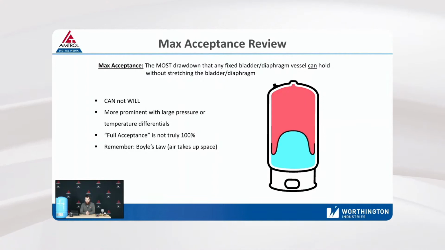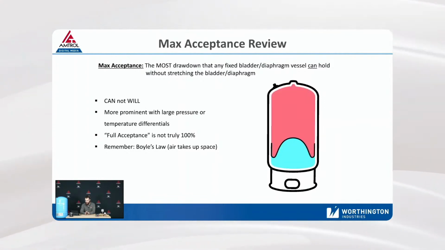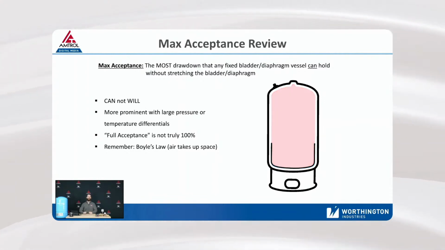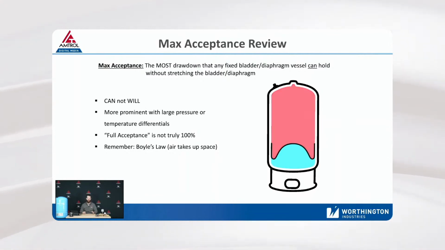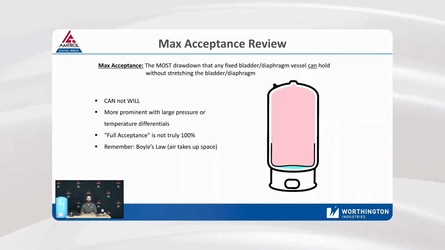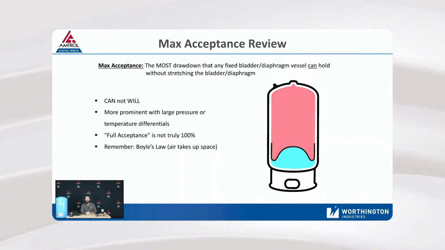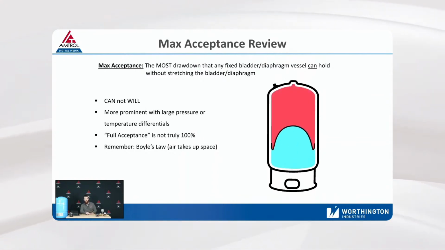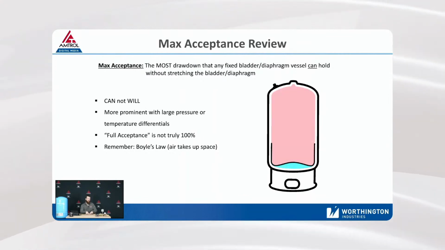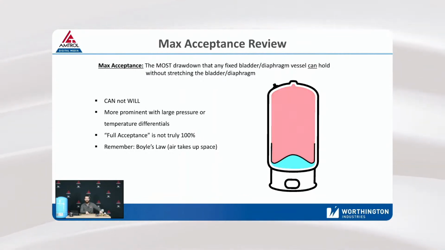And then a full acceptance tank is not truly 100% acceptance. We get this a lot with folks that are sizing full acceptance tanks, like an L series or one of our other ASME tanks with a full acceptance bladder. If they run their calculation and get a 128-gallon tank requirement, they'll size a tank that's 128 gallons for drawdown.